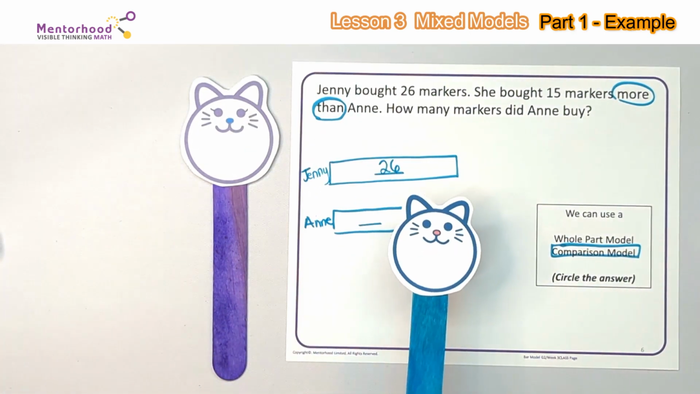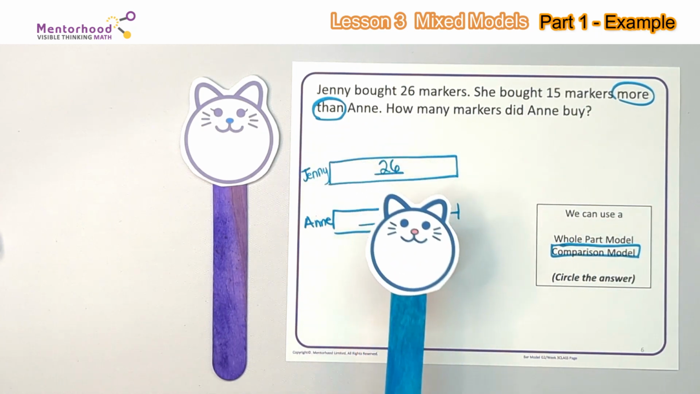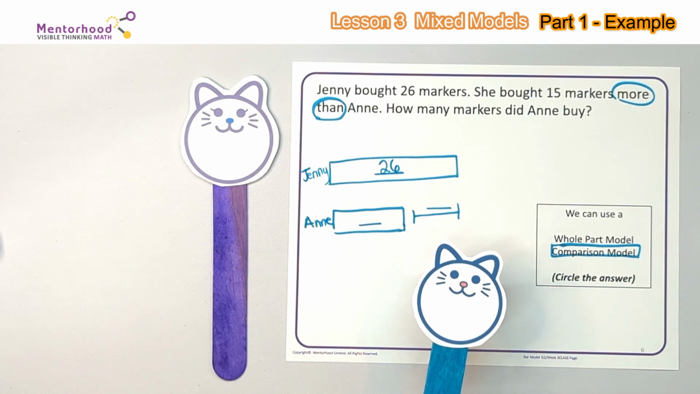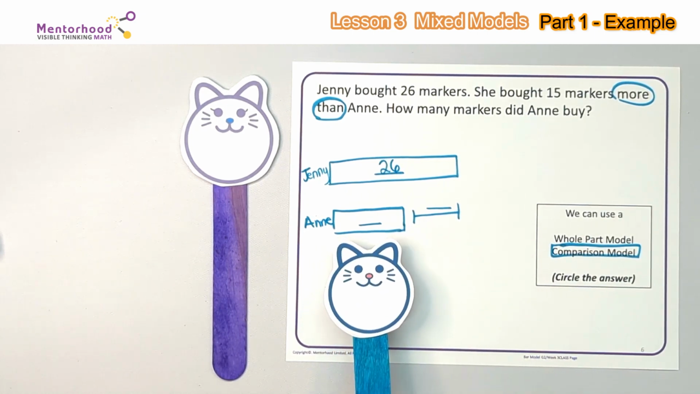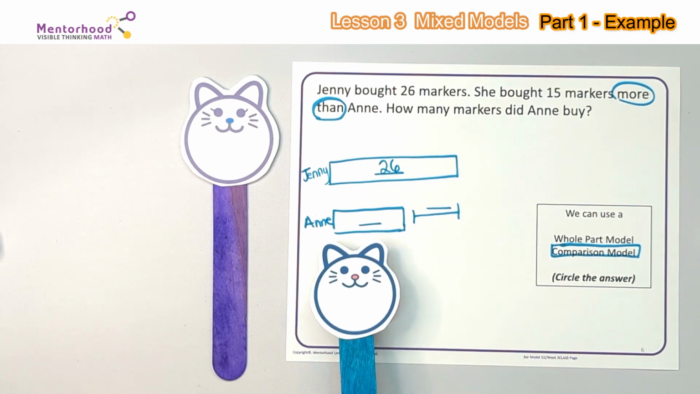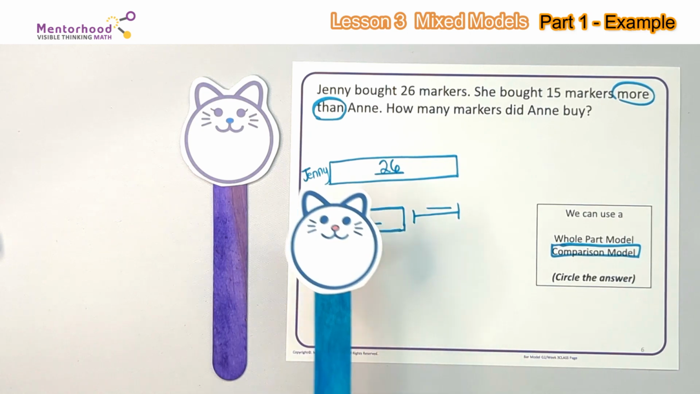Next, she bought 15 markers more than Anne. Where's that going to go? In the difference or in Anne's box? Is that how many markers Anne has, or is that how many more Jenny has than Anne? That's right, it's going to go in the difference then.